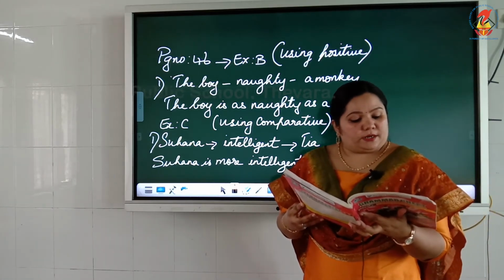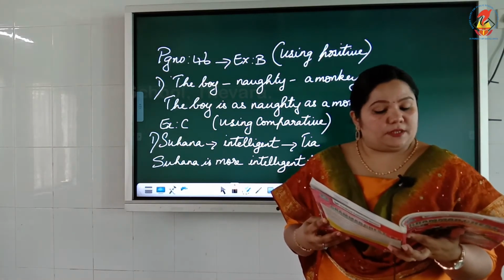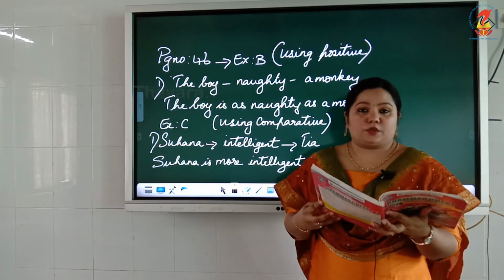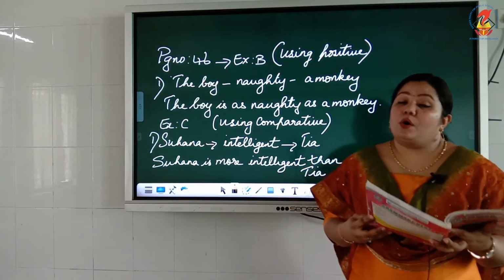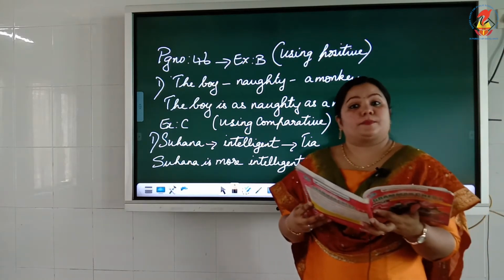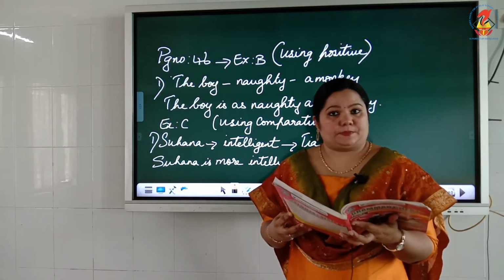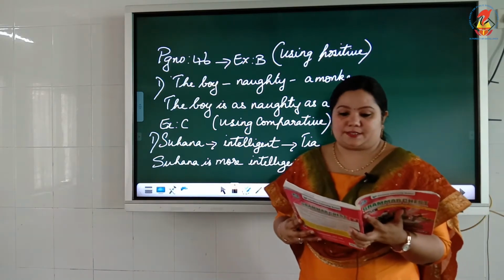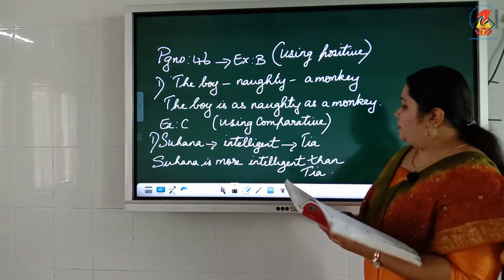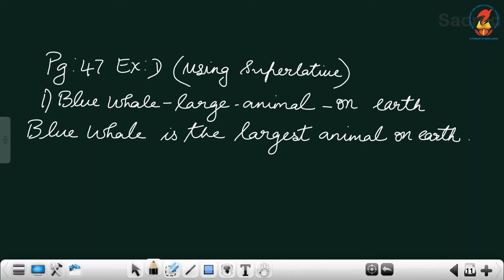Okay, the third one: air journey, comfortable, train journey. So how do we write that? We will write air journey is more comfortable than train journey. Similarly, the other ones you are expected to write. So we are going to the next exercise, which is on page 47.